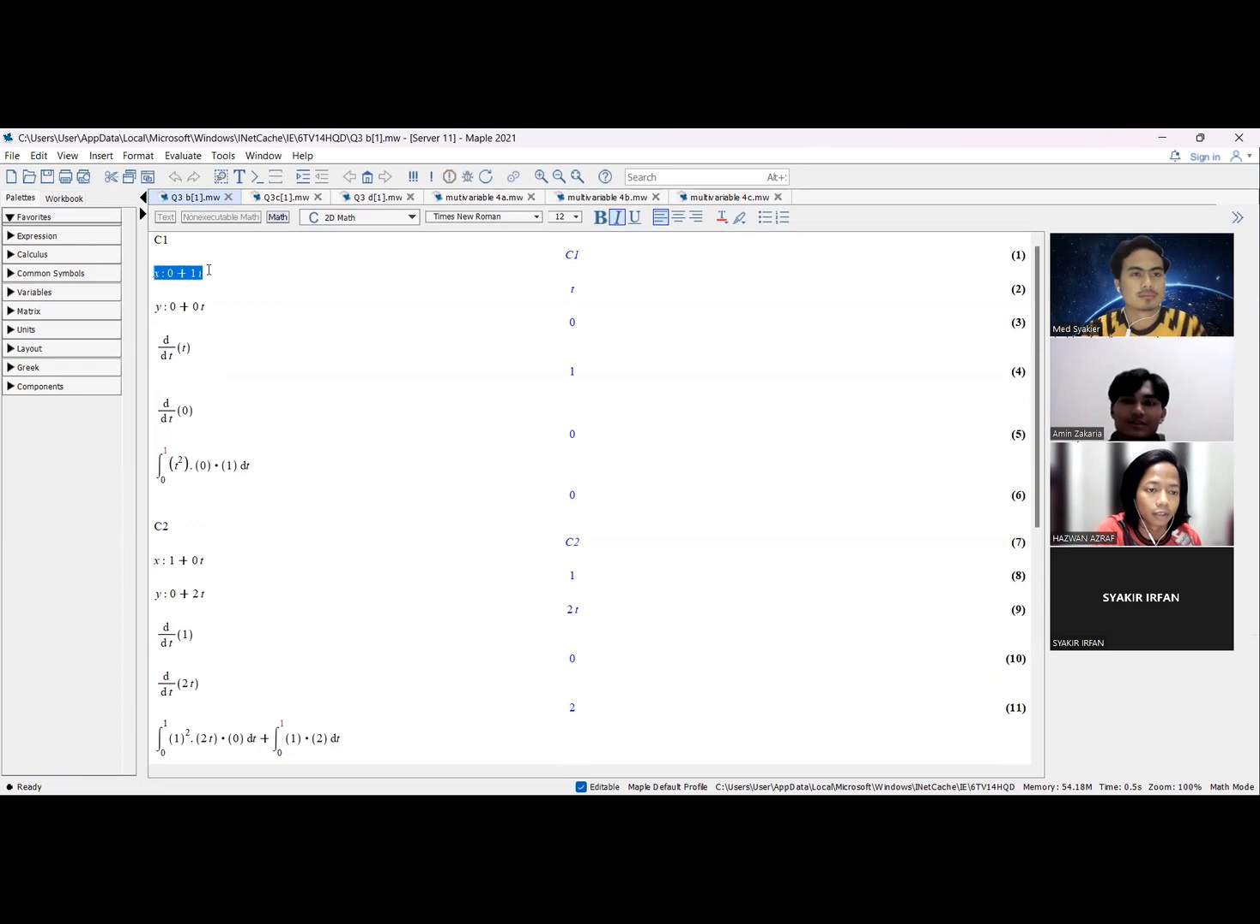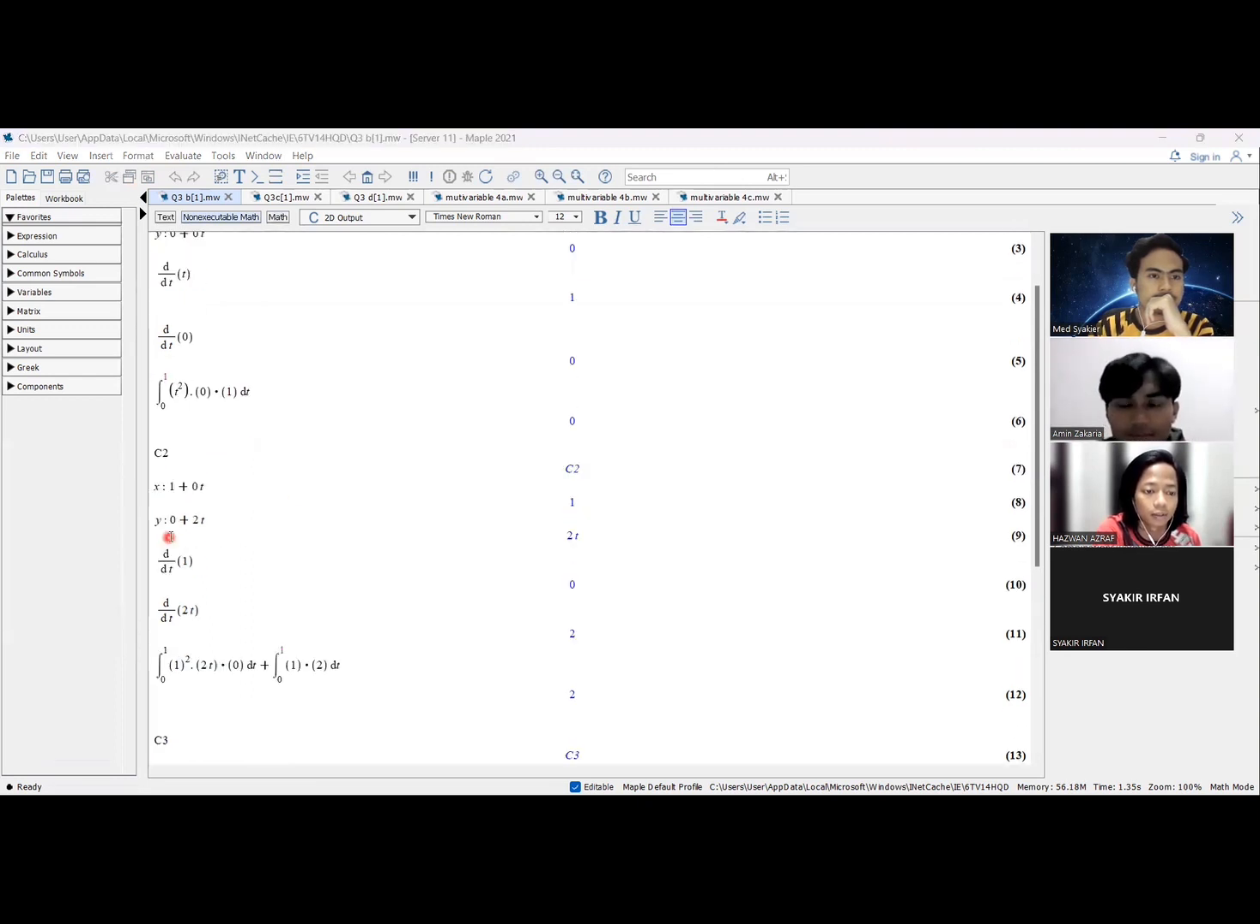the coordinate where x equals 0 plus 1t, and we type enter and we get t. For the y, we insert 0 plus 0t and we get 0. Then we differentiate dt over dt and we get 1. Next, we differentiate d0 over dt and we get 0. Next, we input the integral with the limit 0 to 1 in brackets t squared times 0 times 1 and we get 0.